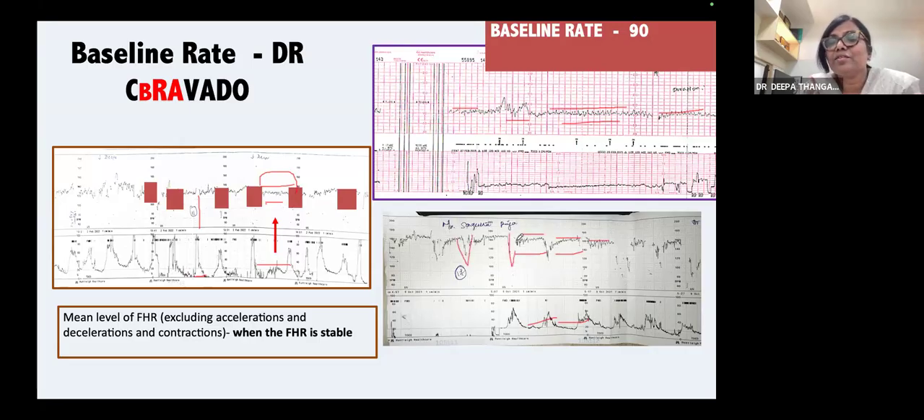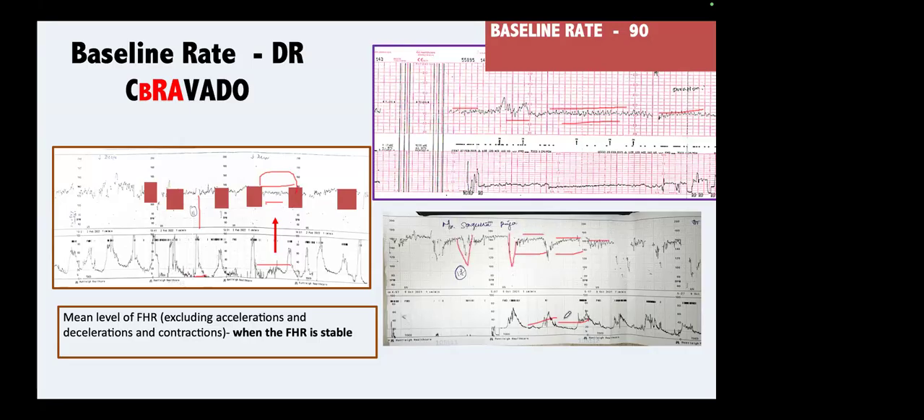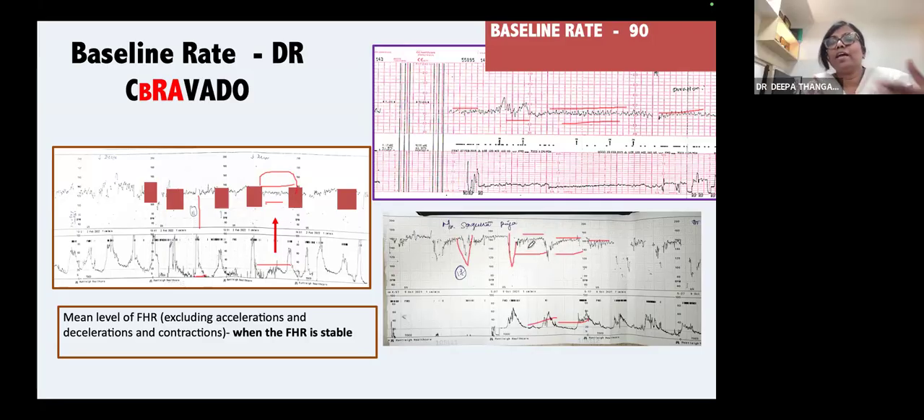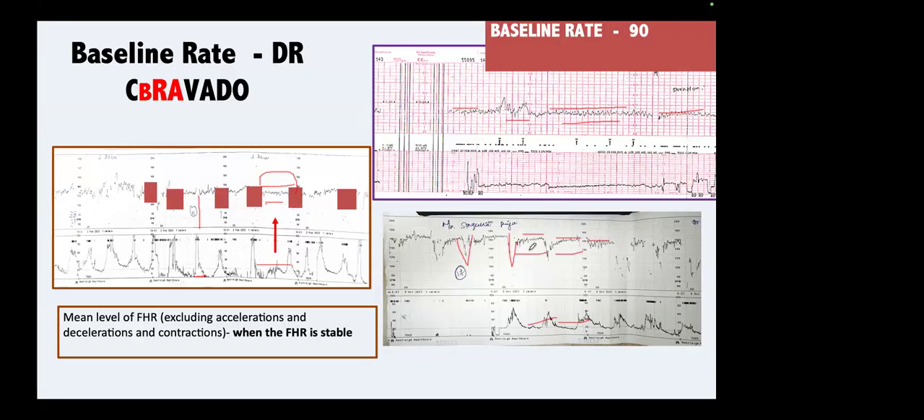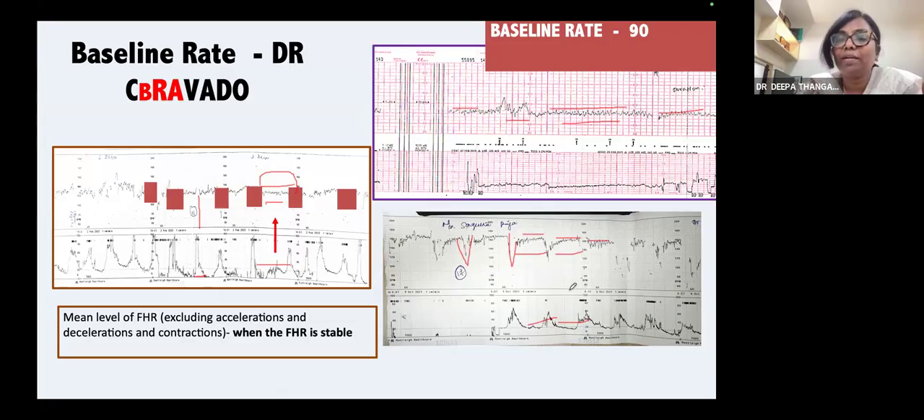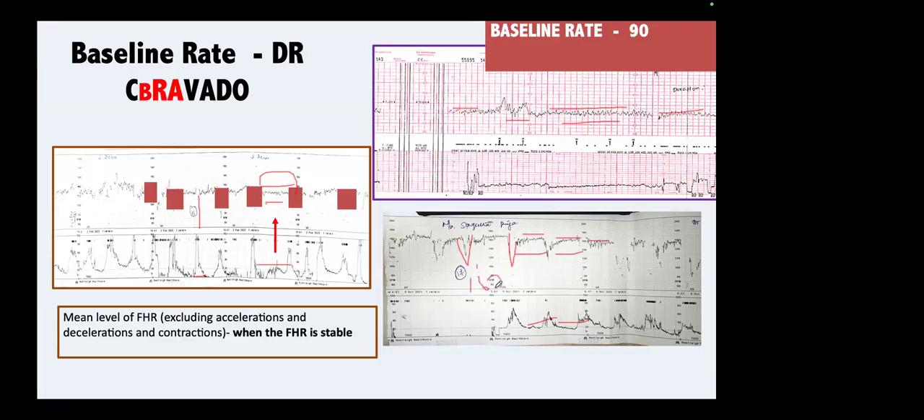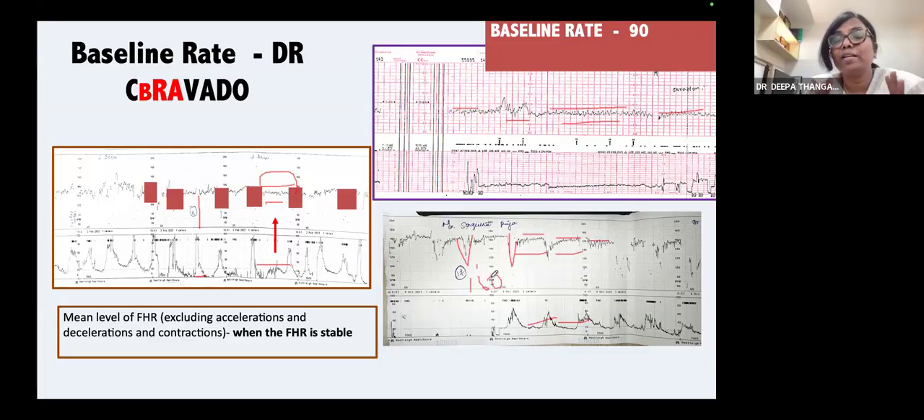Decelerations. Okay. So what I was teaching you now is that baseline heart rate between 110 to 160 is normal. Whenever you put a heartbeat, whenever you see the heartbeat, you are going to mention it's 160. Do you expect this 160 baseline heart rate in a 40 weeker?